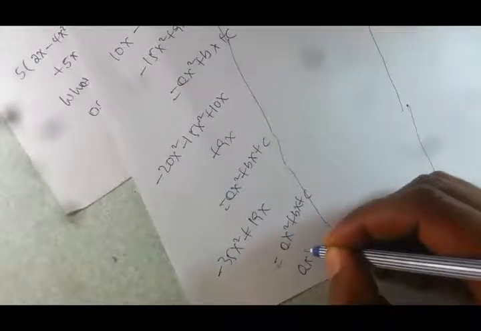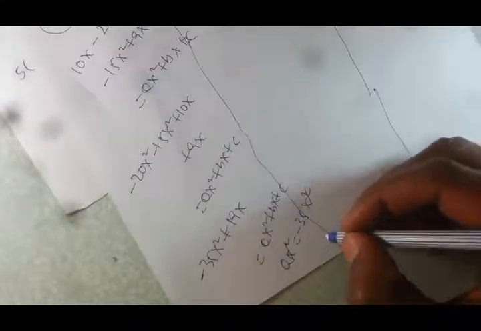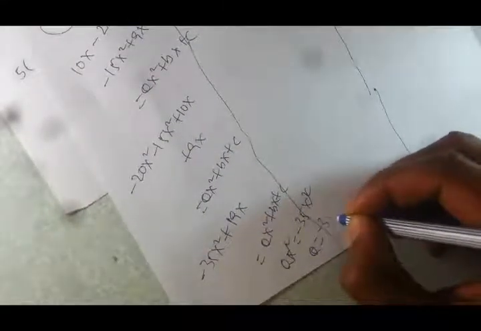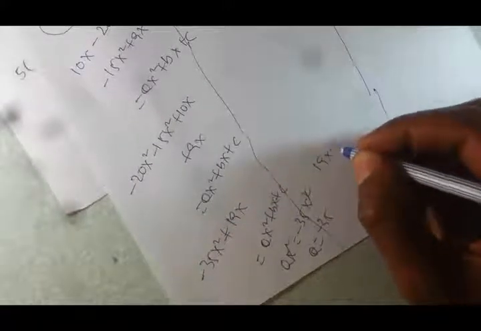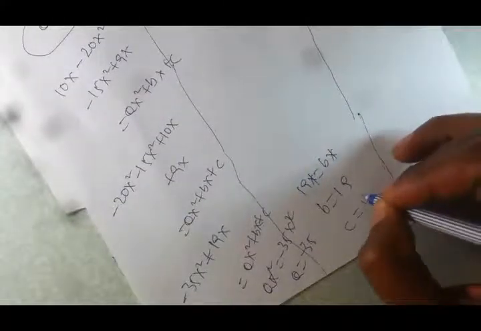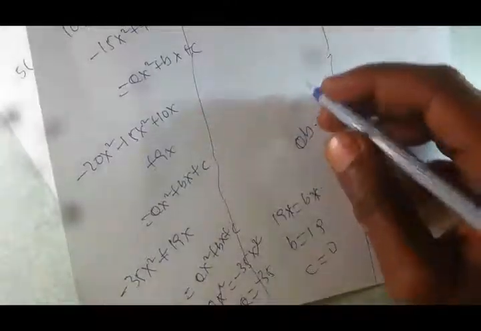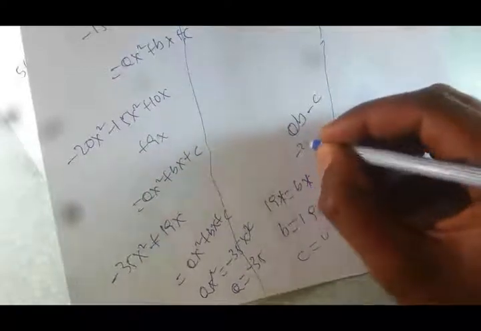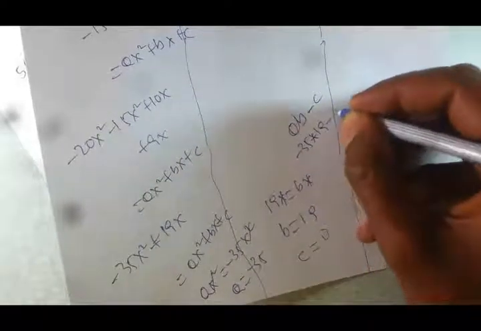Therefore ax square must be equal to minus 35x square, x square will be cancelled, so the value of a is equal to minus 35. 19x must be equal to bx, so the value of b is equal to 19, and c is equal to 0, and we are asked to find the value of ab minus c, that means minus 35 times 19 minus 0.